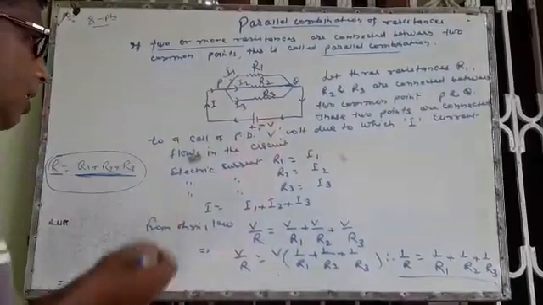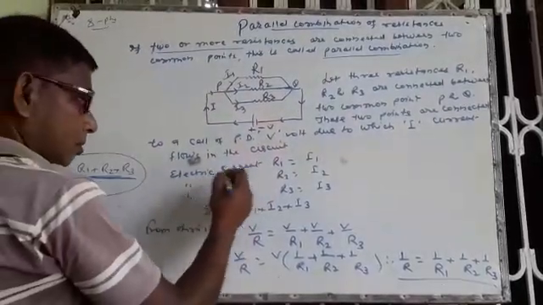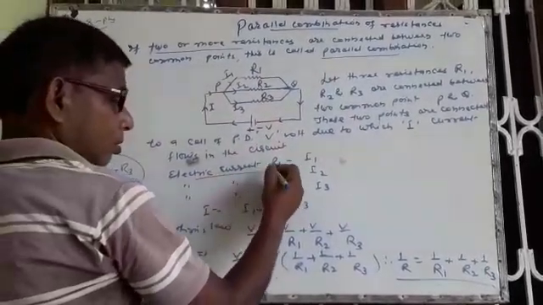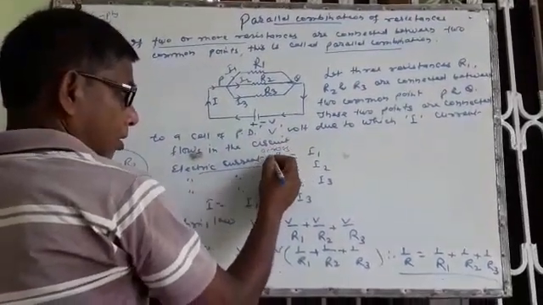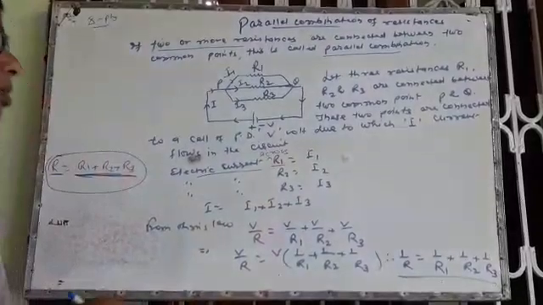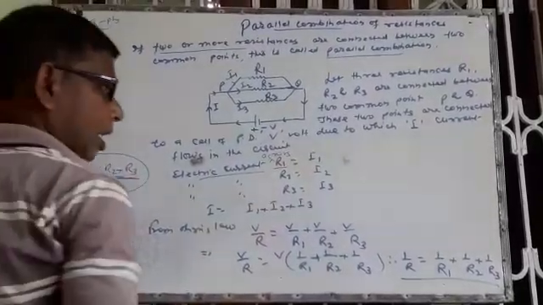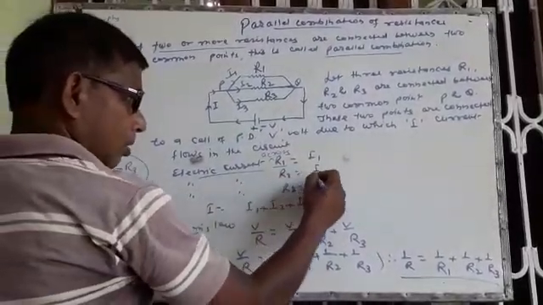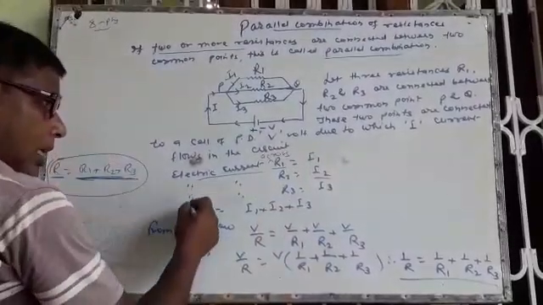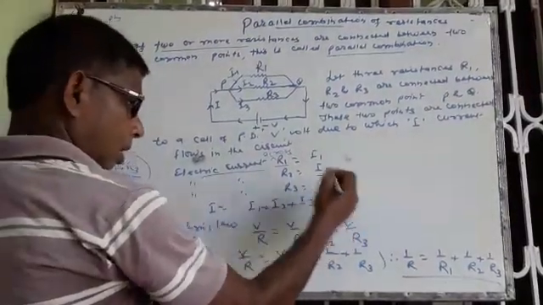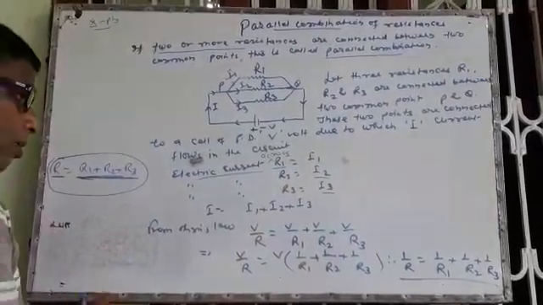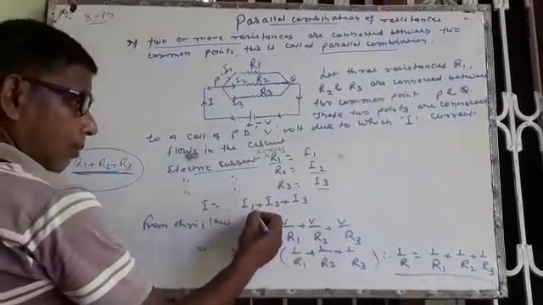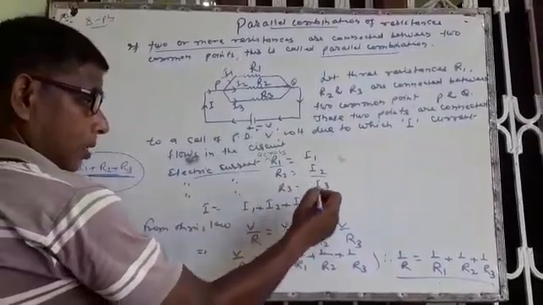So I have written here: electric current through R1 equals I1. Electric current across R2 is I2. Electric current across R3 equals I3. Total current produced by the cell is I. So I equals I1 plus I2 plus I3.